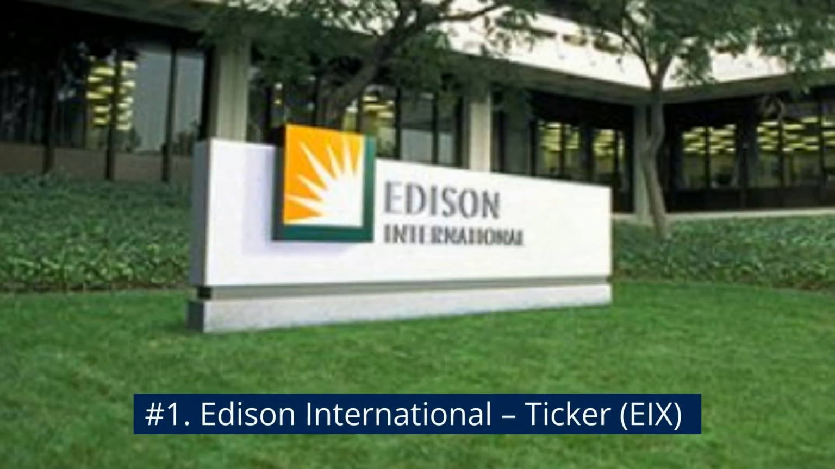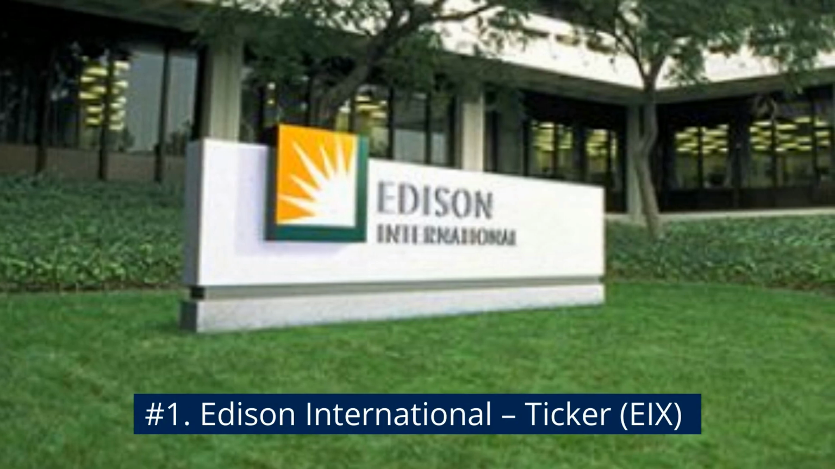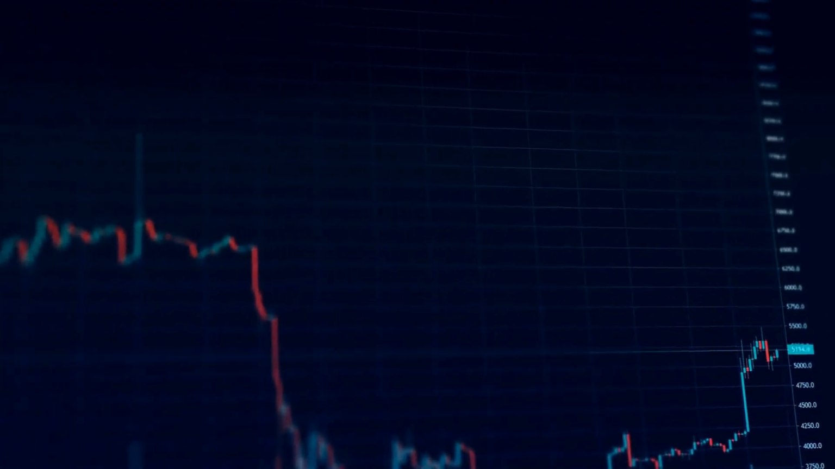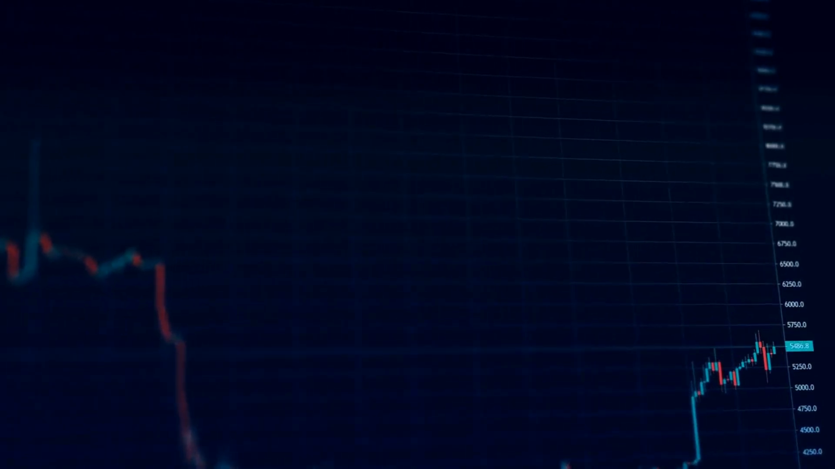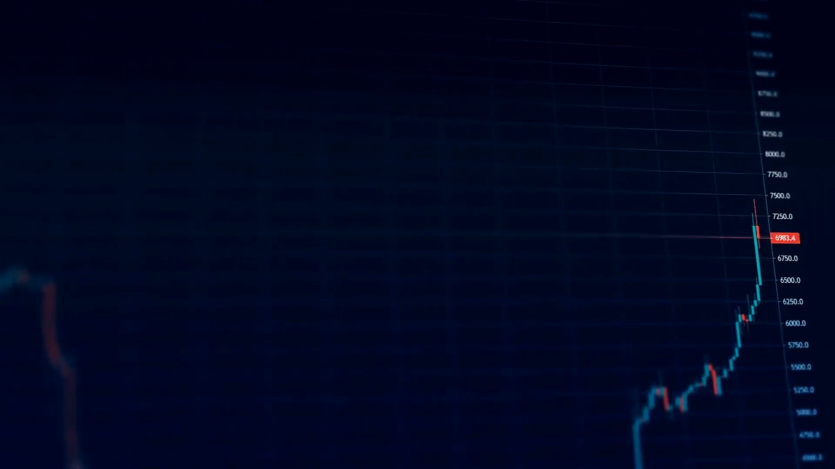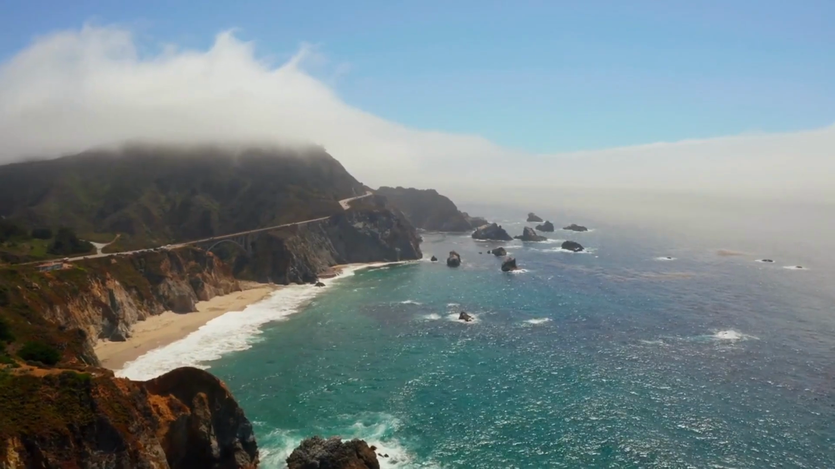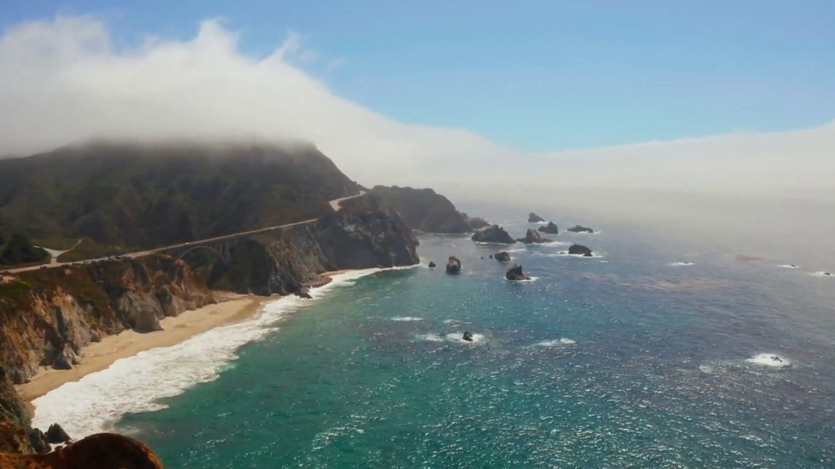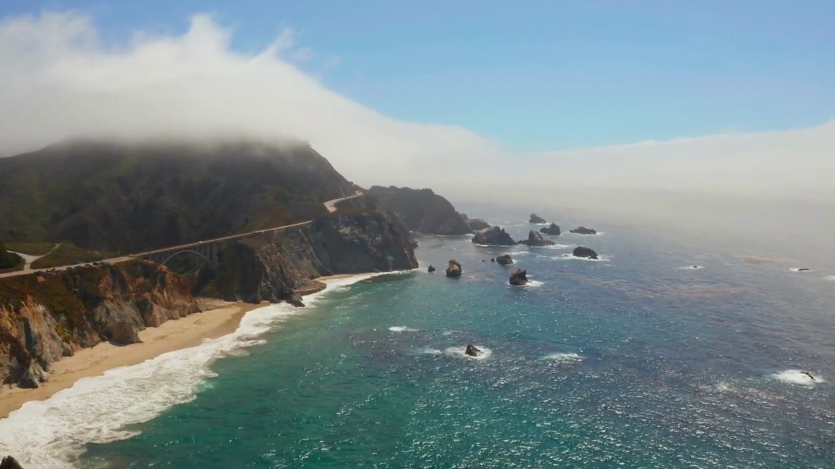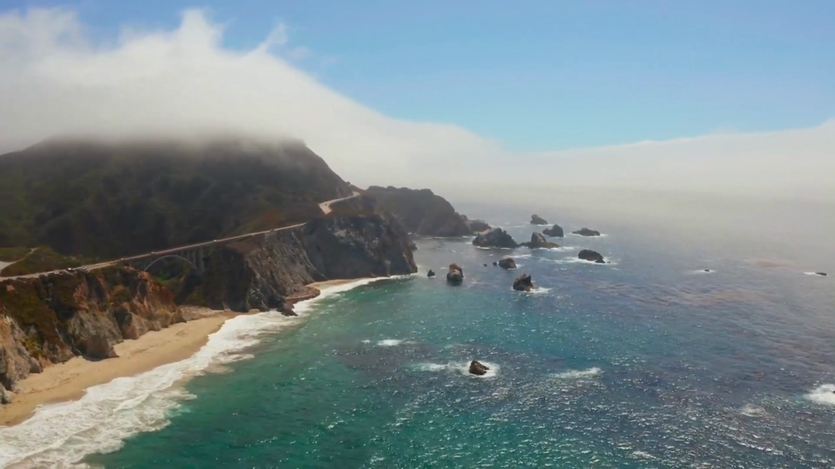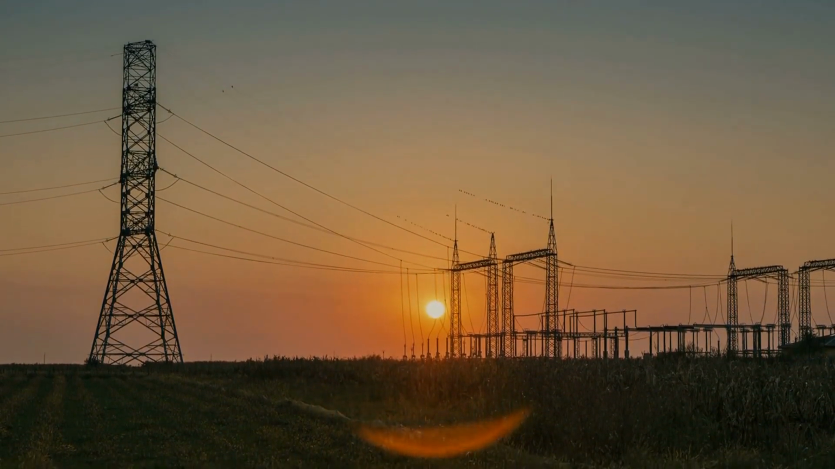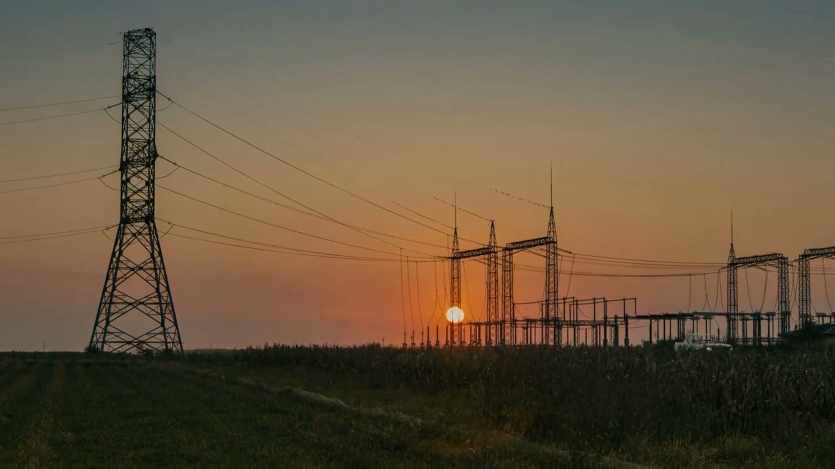Number 1. Edison International, ticker, EIX. This California-based utility aims to deliver 100% carbon-free electricity in the state by 2045, and it is hoping investment in electric-led clean energy will result in a strong rate base and dividend growth. One of its divisions, Southern California Edison, is one of the largest electric utilities in the nation and serves about 15 million people in Central, Coastal and Southern California. Another division, Edison Energy, is a global energy advisory company serving commercial, institutional and industrial users.